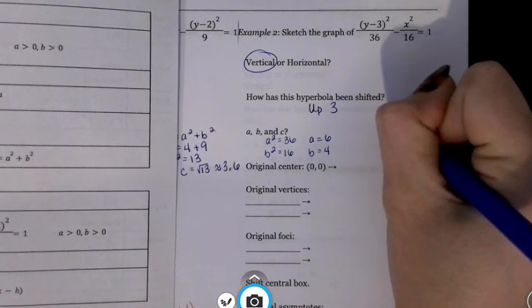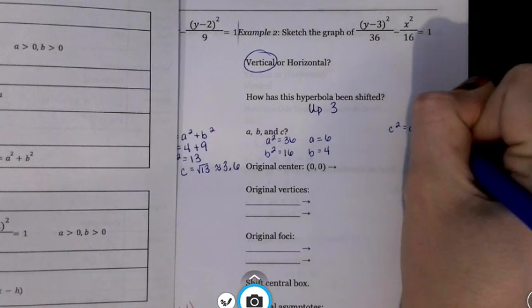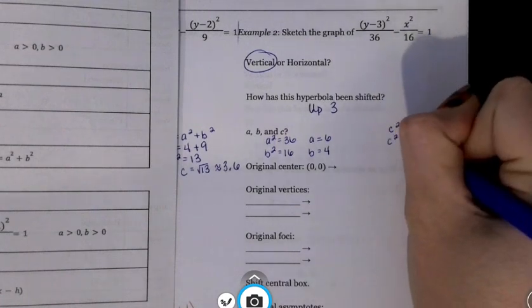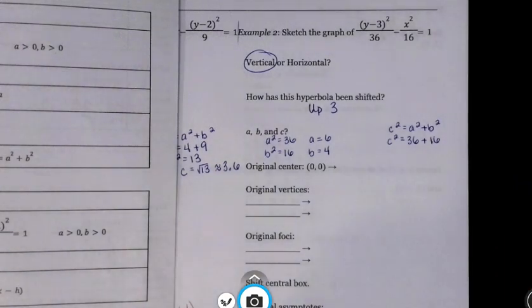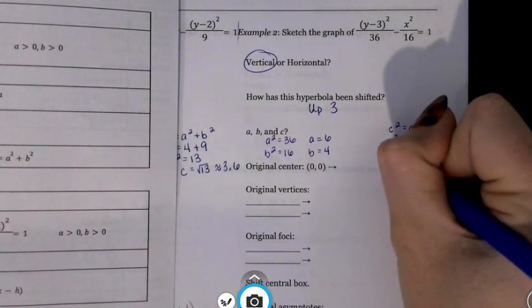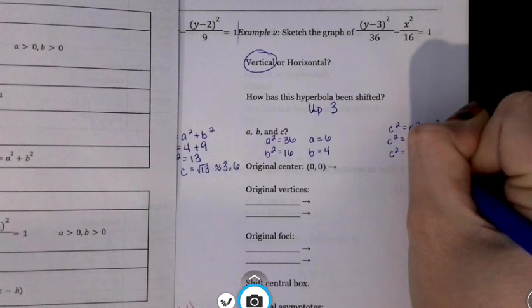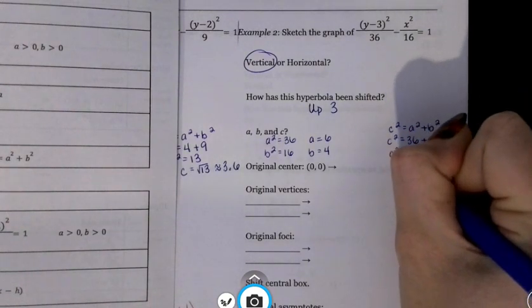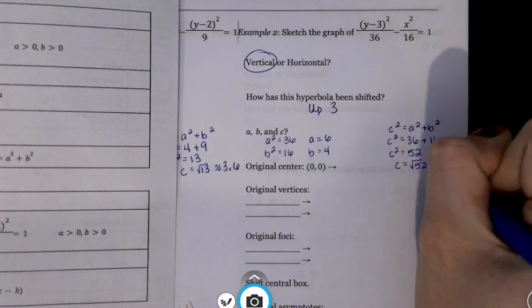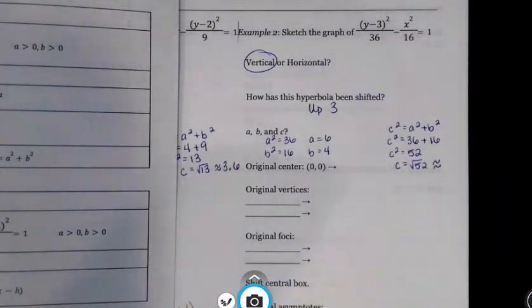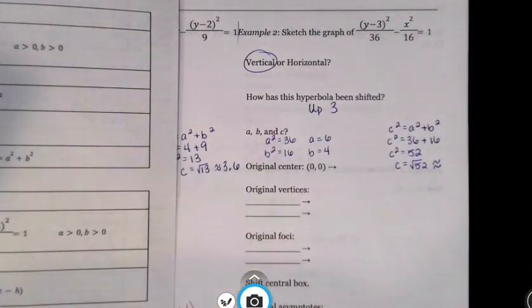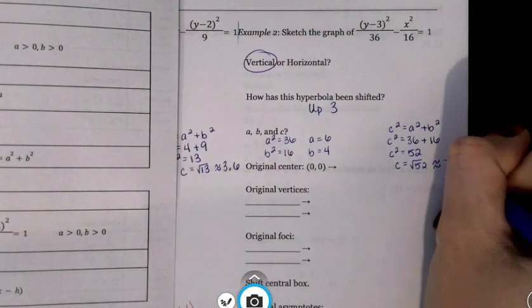So if I want to find my c value, I use the formula on my sheet and I plug in what I know. Well, I know a squared is 36 and b squared is 16. When I add those together, I get 52. So c squared equals 52. So that means c equals the square root of 52. Which the decimal version, I need to figure that out real quick, 7.21. So about 7.21.